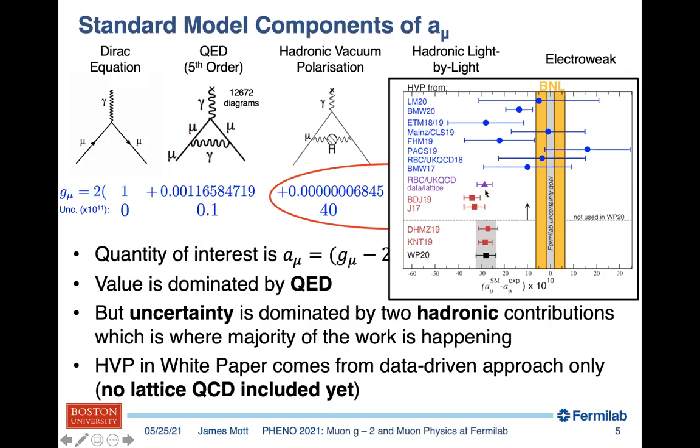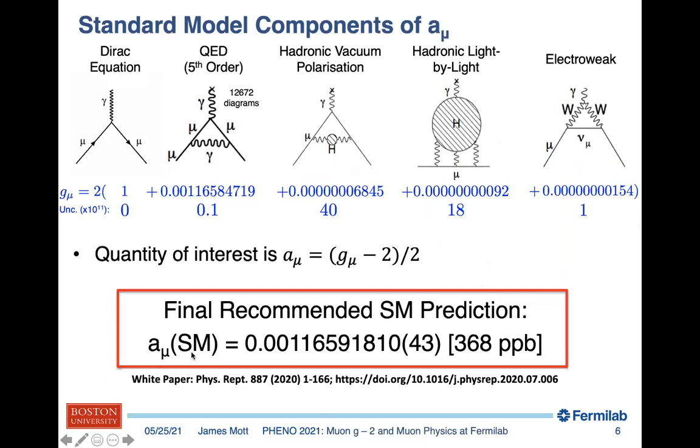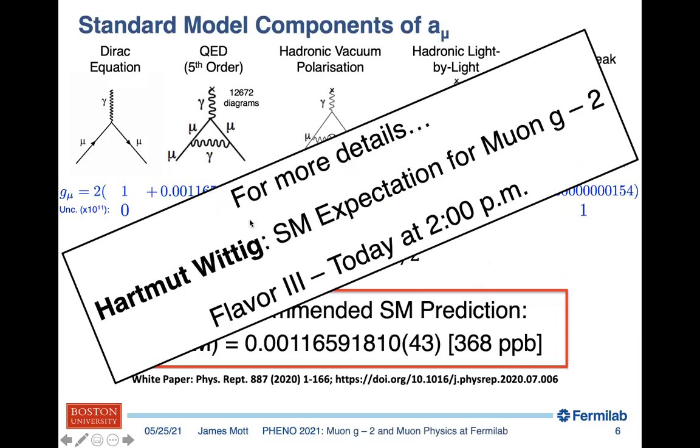And so what I'm showing today is just the values from the white paper from the theory initiative. That's this value here with an uncertainty of 368 parts per billion. If you're more interested in these calculations, then I recommend you tune into Hartmut's talk at 2 o'clock today. He's going to be giving a mini review of the white paper and where all these numbers come from. So I encourage you to attend that.